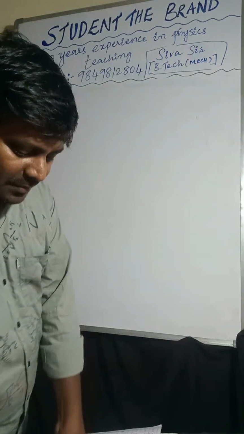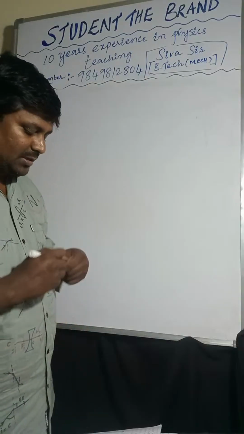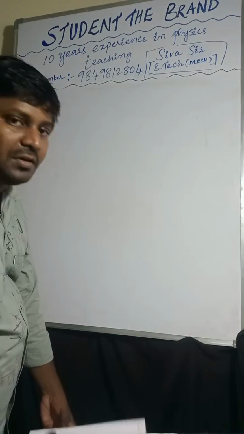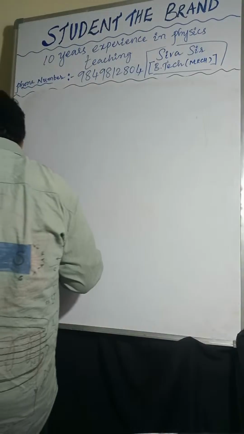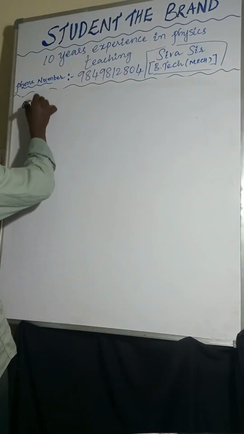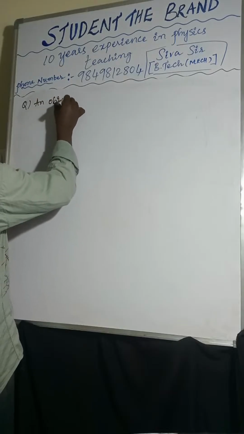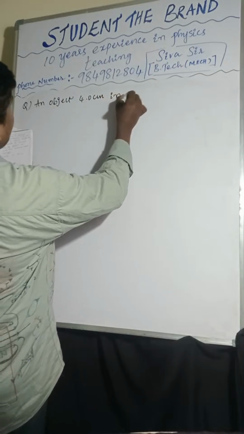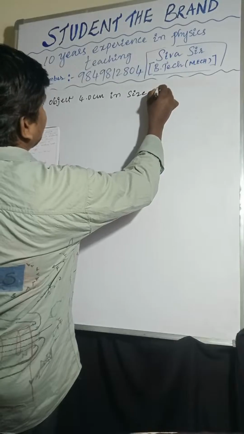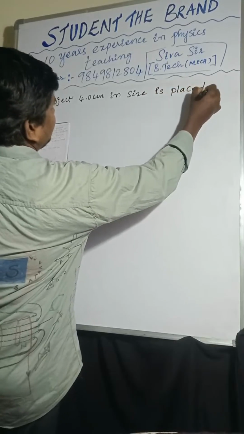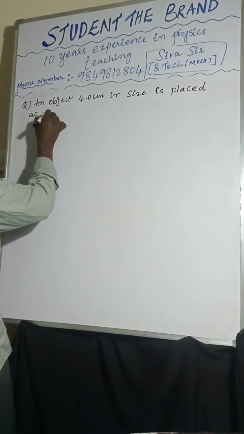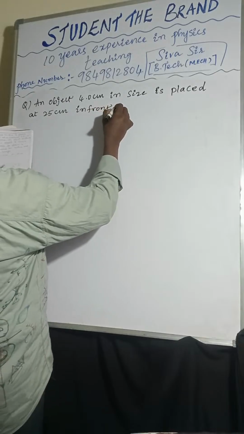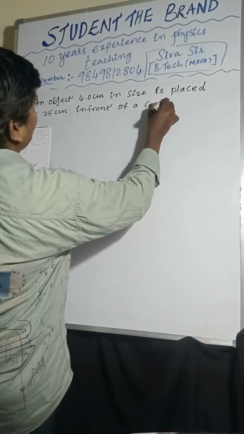So, can check the question. An object 4.0 centimeter in size is placed at 25 centimeter in front of a concave mirror.